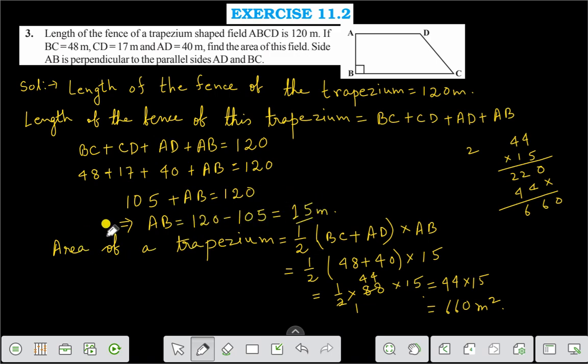And you know that the area of a trapezium is given by half of sum of parallel sides into height. Half, BC and AD are parallel sides, BC plus AD into AB. The value of BC is 48, the value of AD is 40, and the value of AB is 15. Therefore, we are getting 1 by 2 into 88 into 15. Half of 88 is 44, so 44 into 15. If we multiply 44 with 15, we are getting 660 meters square. Therefore, the area of this trapezium is 660 meters square. This is the answer.